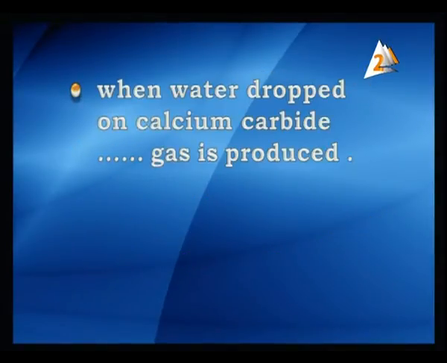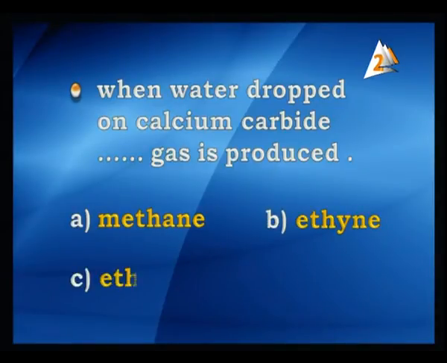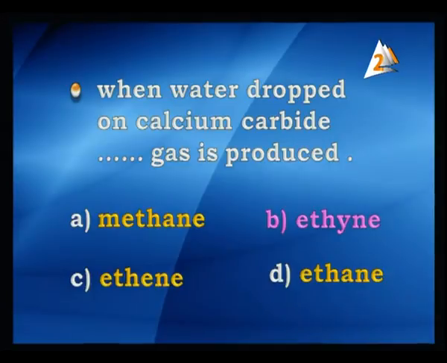When water is dropped on calcium carbide, a gas is produced. Which one? Methane gas, ethane, ethene, or ethyne? Which one is right? We have ethyne gas. Excellent. And we have another one of this choice.